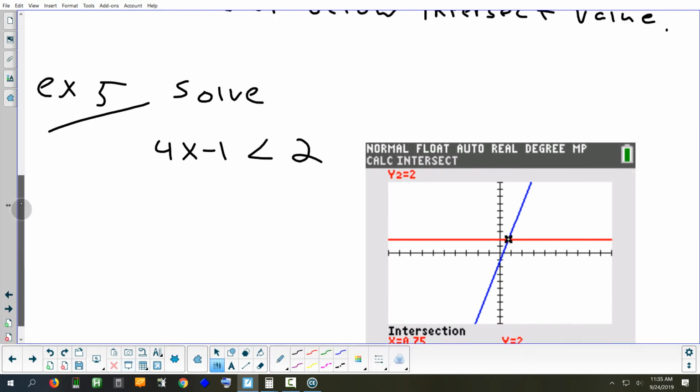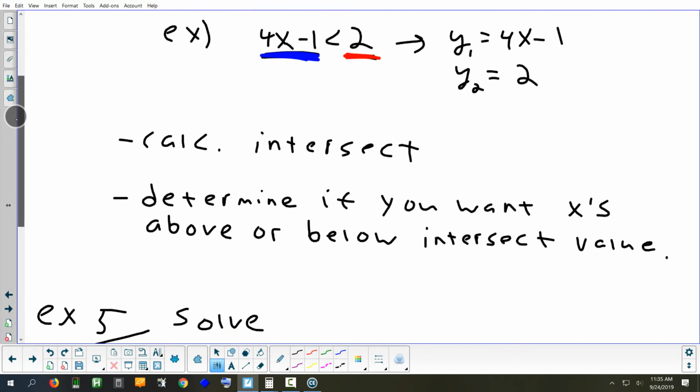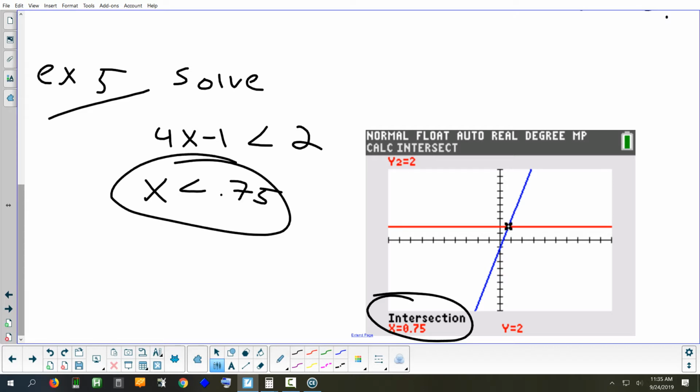Now, we're looking for where the graph in blue is under the graph in red, where it's less. Is the graph in blue less when you go to the left or when you go to the right? To the left. The graph in blue is underneath. So x is less than 0.75. So it's two different ways to get the answer on your calculator. Any question on either method?